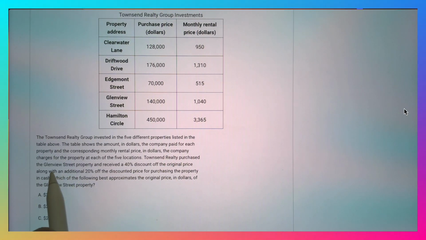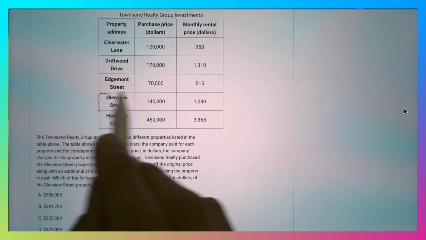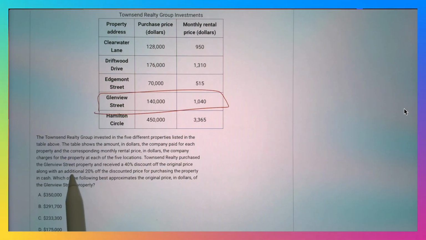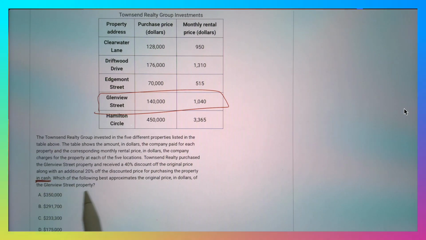Townsend Realty purchased a Glenview property. Okay, here's Glenview. Let's zoom into it. And receive a 40% discount off the original price, along with an additional 20% off the discounted price for purchasing property in cash. Which of the following best approximates the original price in dollars of the Glenview Street property?